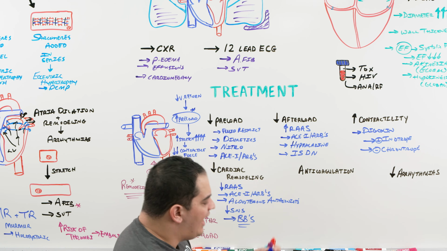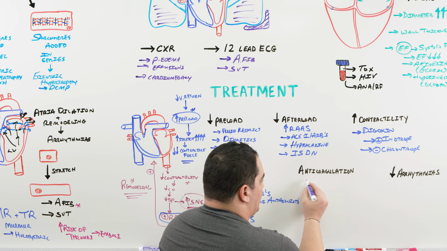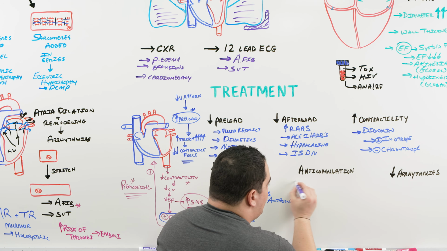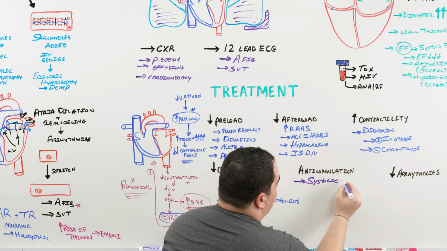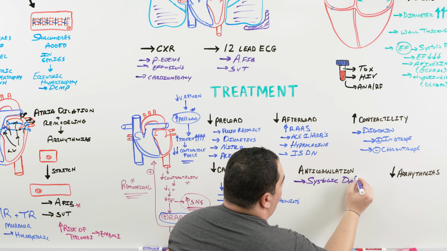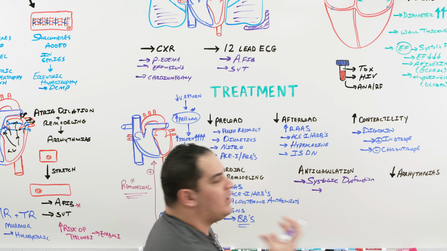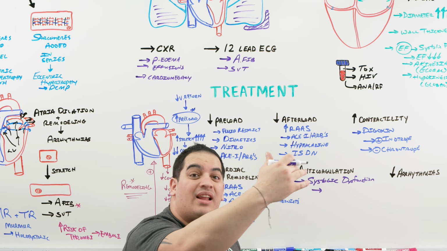Okay? Anticoagulation. Something to think about here. What were the particular causes why we would need to anticoagulate someone with dilated cardiomyopathy? Well, the first one we said is that there was a systolic dysfunction. If there's systolic dysfunction, what happens to your actual contractility? There's a reduction in contractility. I'm not able to push as much blood out of the heart.